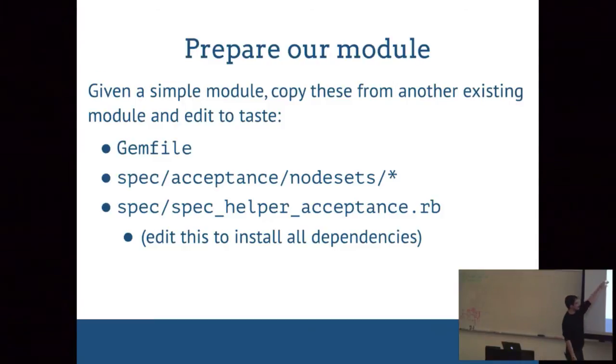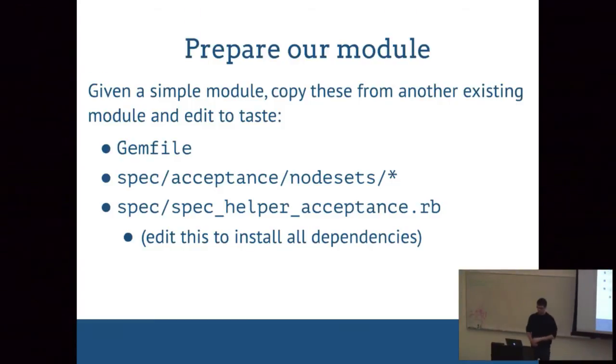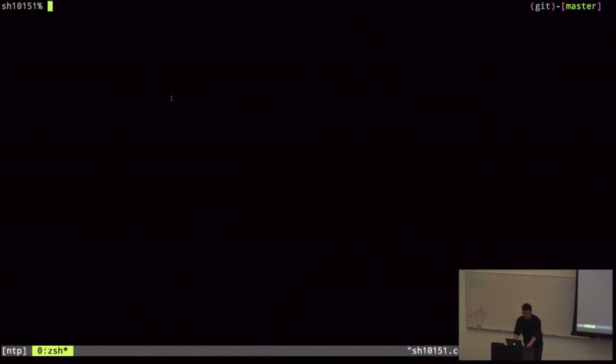So I copy the Gemfile from an existing module, usually Apache or whatever. I copy the acceptance spec helper from an existing module and edit this so that I can install the dependencies on the nodes. I'll show you this in a second. And then I just copy all my nodesets, because usually I want to have all my nodesets available and all the Vagrant boxes available. So let's say I want to make my own NTP module.